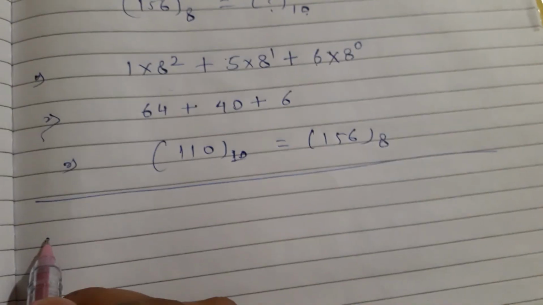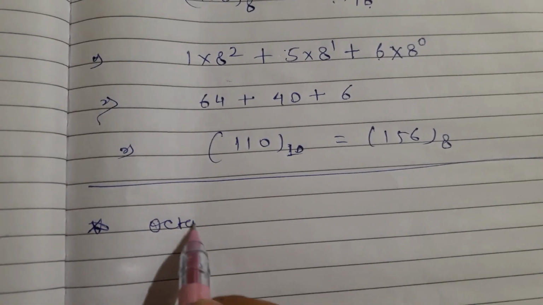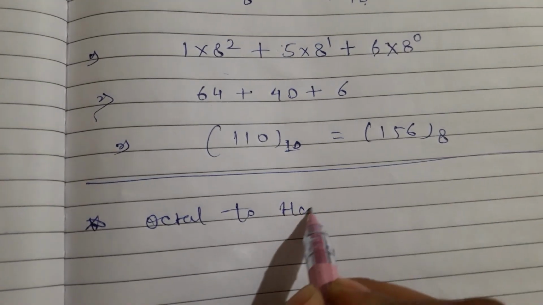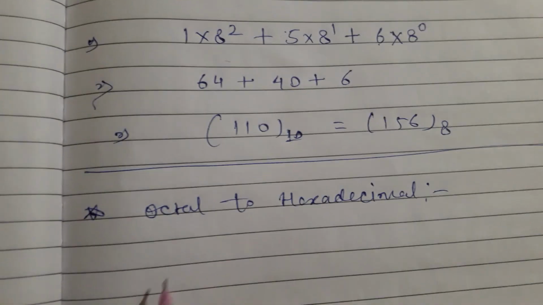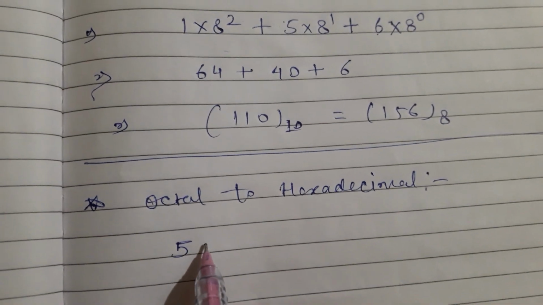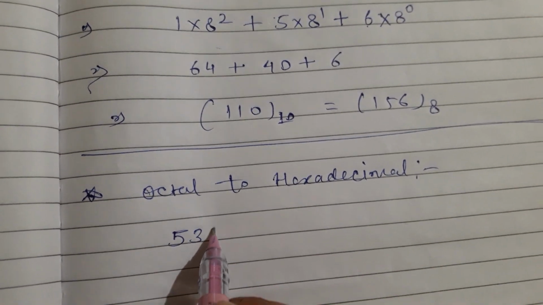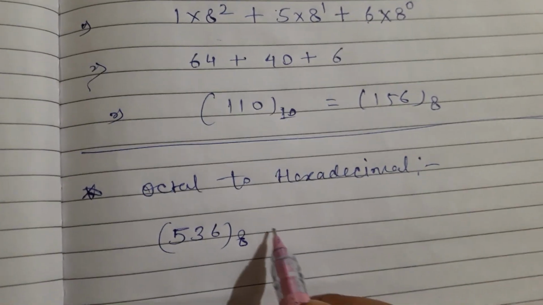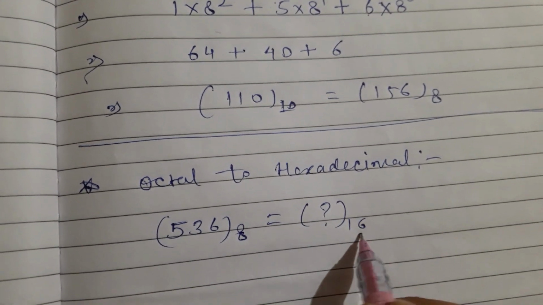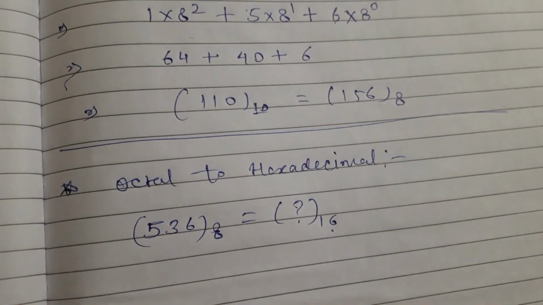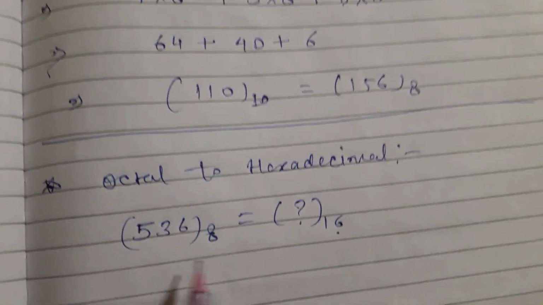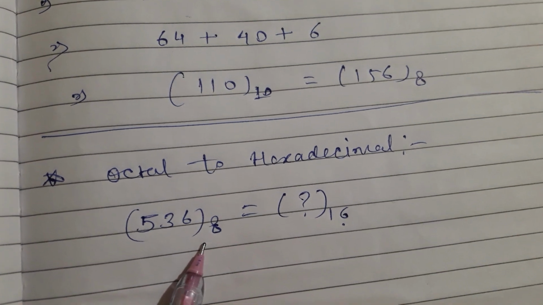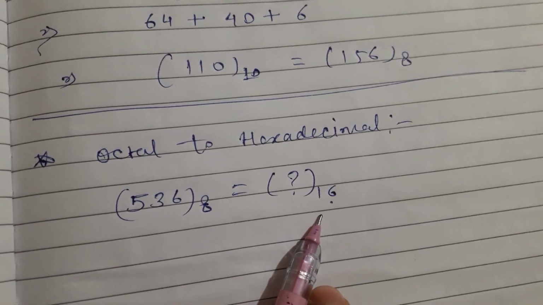Now there is a second problem, which is octal to hexadecimal conversion. My octal form is 536 octal, which I need to convert into hexadecimal form. But there is again an issue, because there is a difference between these two architectures. Octal follows 3-digit architecture and hexadecimal follows 4-digit architecture.